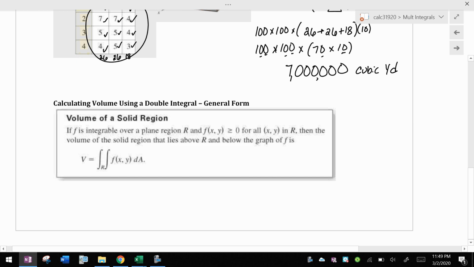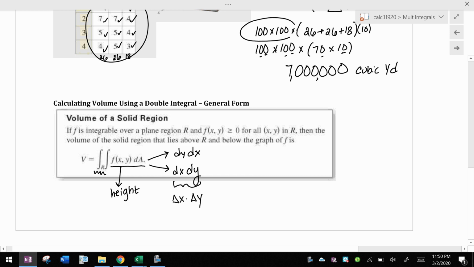So here's why this makes sense. When I do this double integral here, my integrand is f of xy dA, where f of xy is your height, and dA is either dy dx or it could be dx dy. Whatever order you want, you can change it at will and as necessary. Well, dx dy and dy dx really used to mean delta x times delta y. That's equivalent to this 100 by 100 we did before.